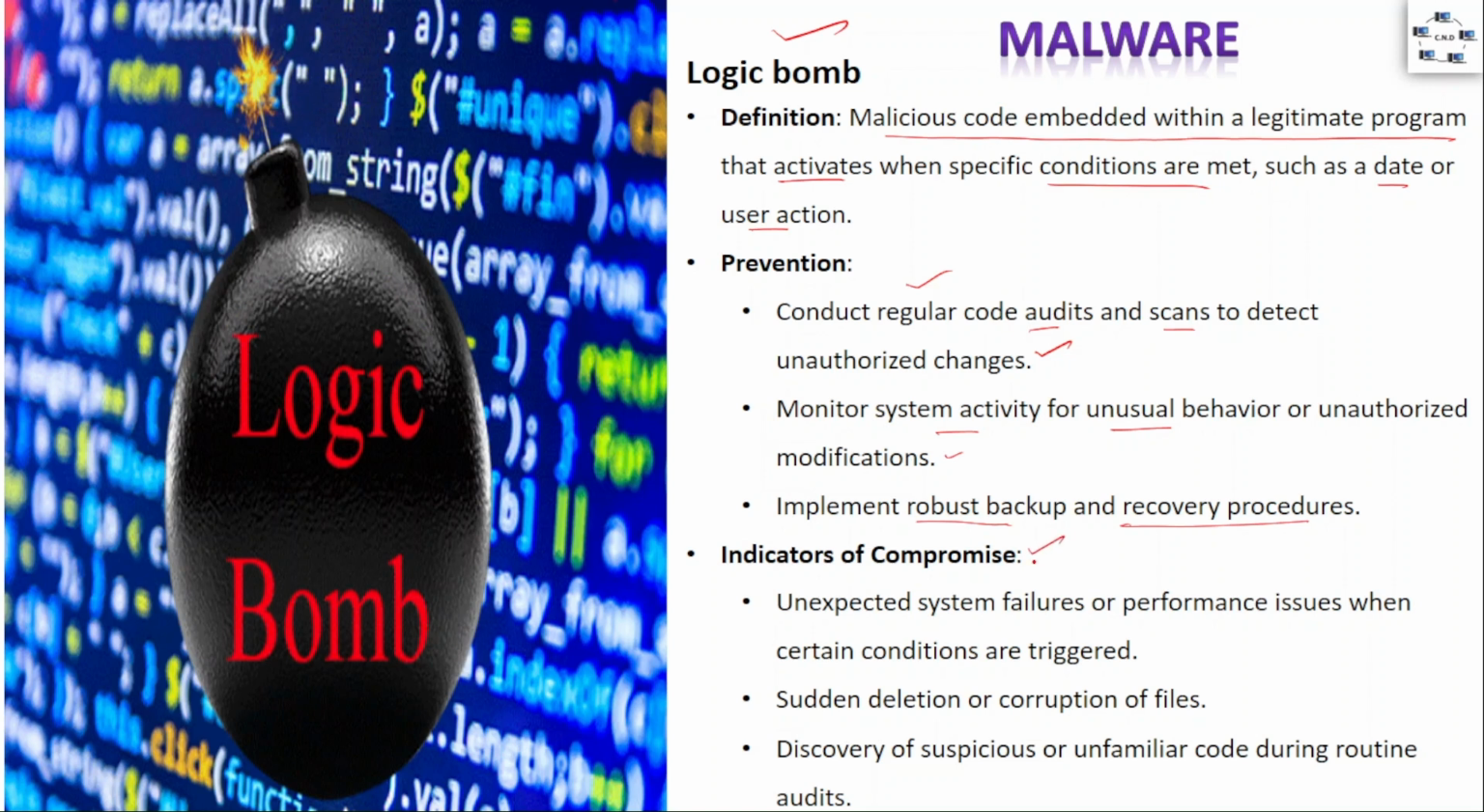Indicators of compromise include unexpected system failure or performance issue when certain conditions are triggered, sudden deletion or corruption of files, and discovery of suspicious or unfamiliar code during routine audits.